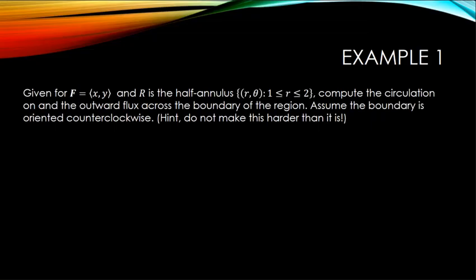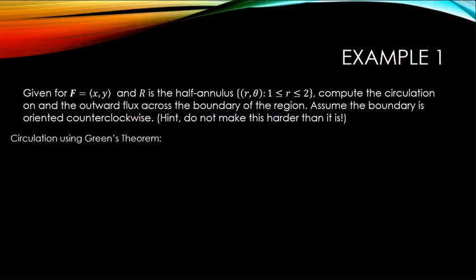If I'm given a vector field specified by F equal to the vector with components x, y, and R is the half annulus described by the set of all points (r, theta) such that 1 is less than or equal to r, which is less than or equal to 2, let's compute the circulation on and the outward flux across the boundary of the region. Let's assume the boundary is oriented so that the outer edge of my half annulus runs counterclockwise. But my hint is, don't make this harder than it really is.